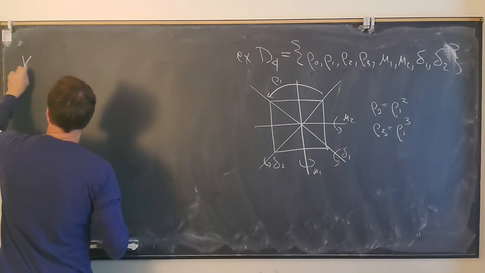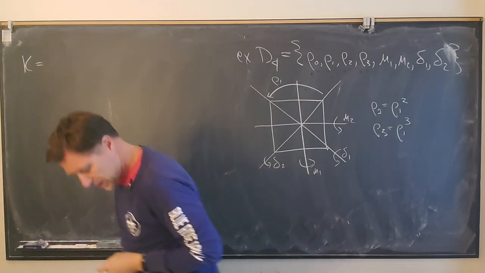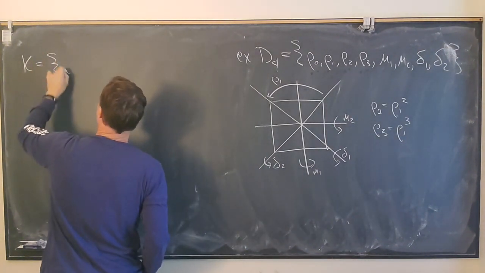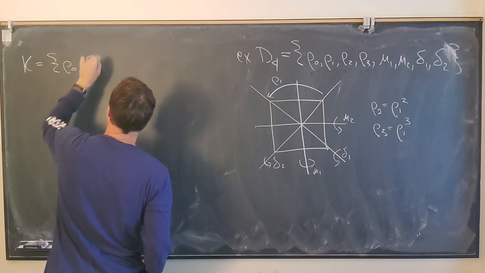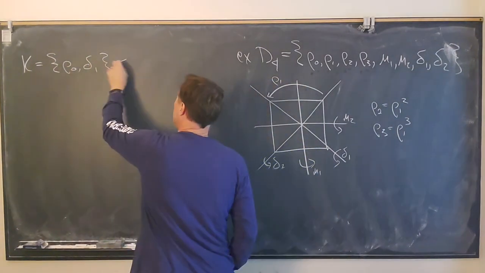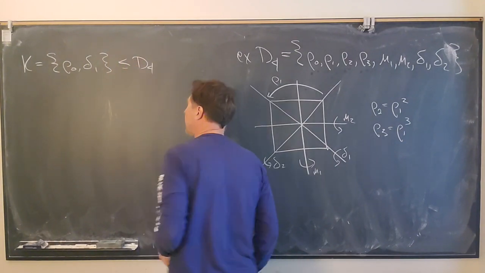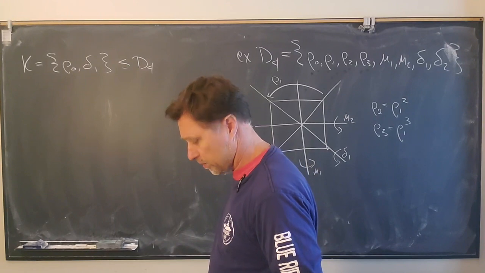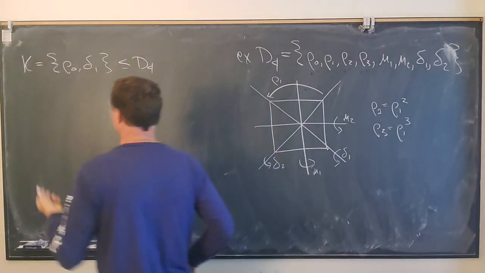So now my subgroup is going to be K, and it's going to consist of rho 0 and delta 1. All right, so this is definitely a subgroup of D4. And then I'm going to do mu1, the cosets corresponding to mu1 or containing mu1.